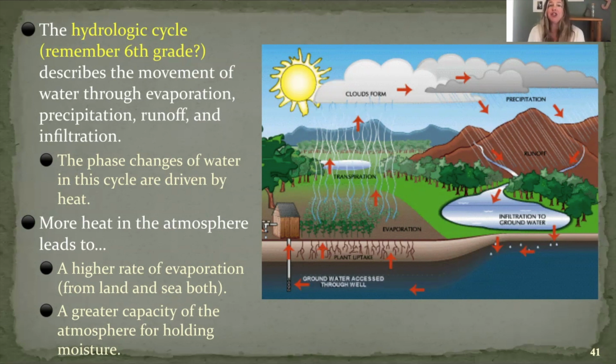Remember, this is called climate change. It's not called climate bad. Why is it called climate change now instead of global warming?